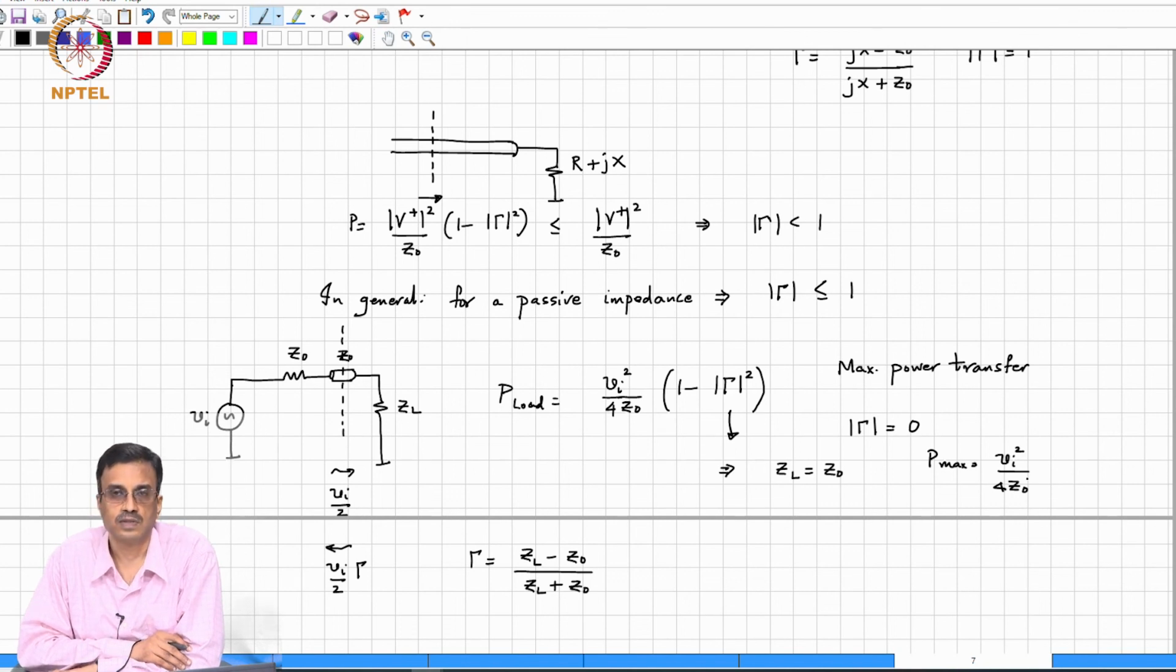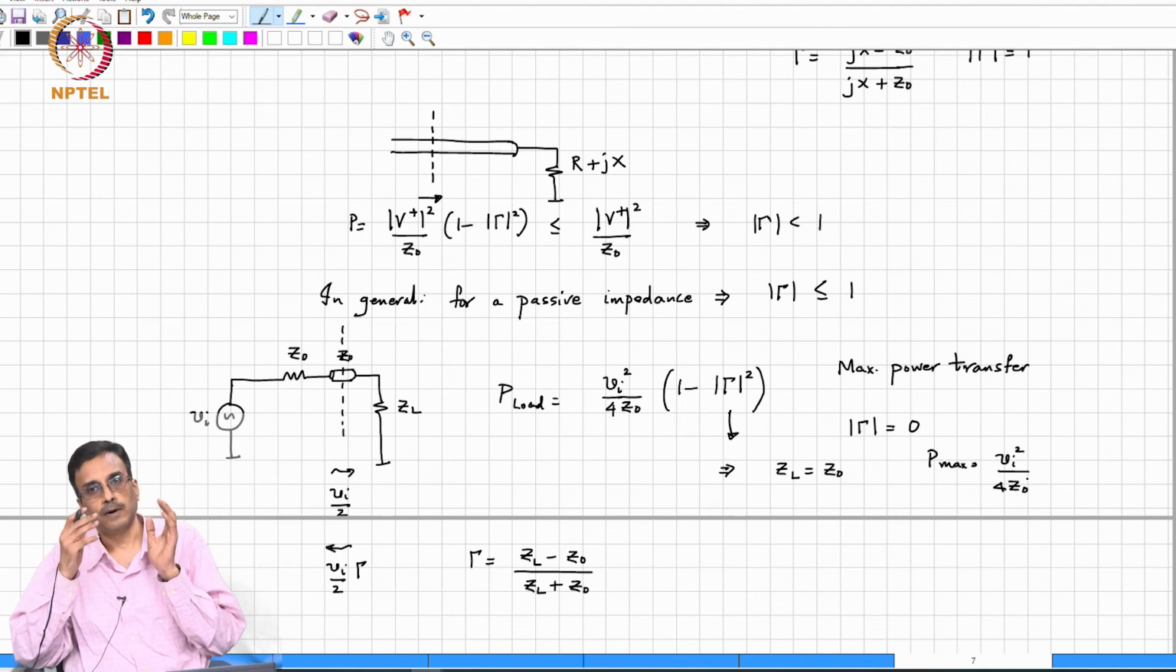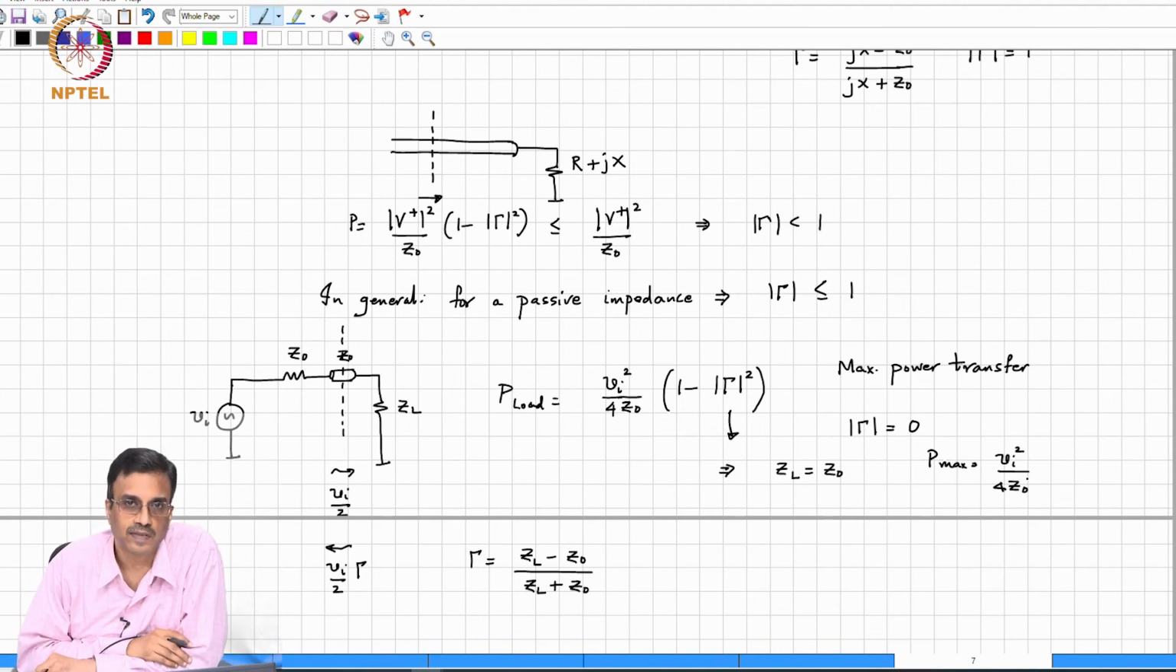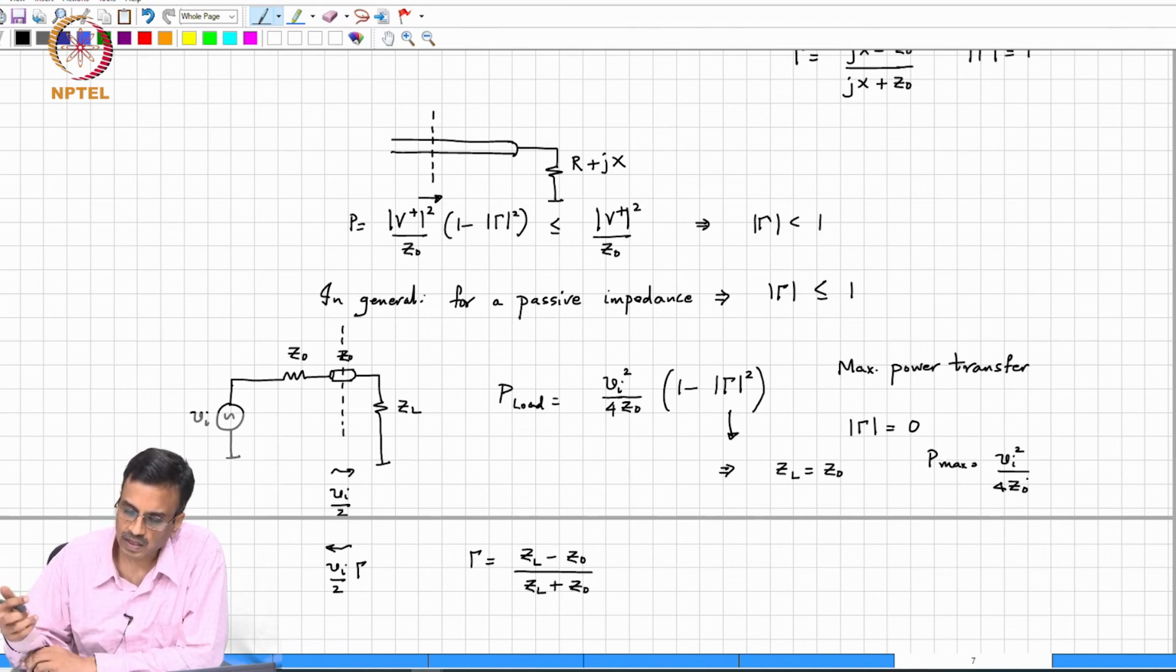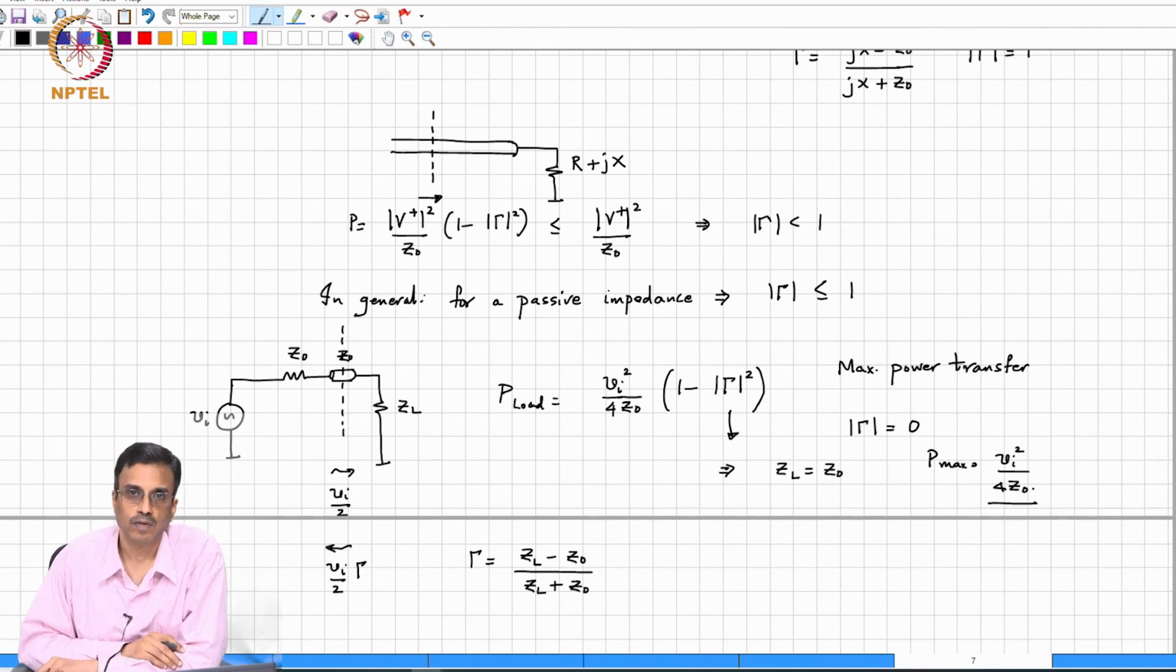This, on the other hand, seems a lot simpler to see what is going on. So, if you want maximum power to be dissipated in the load, you want the reflection coefficient gamma to be 0, which means that the load resistance is matched to the source, right? And the maximum power that can be dissipated is nothing but Vi square by 4Z0.